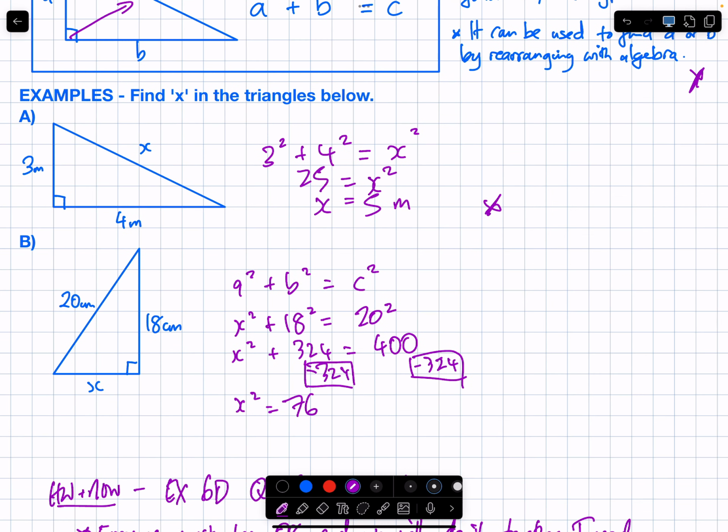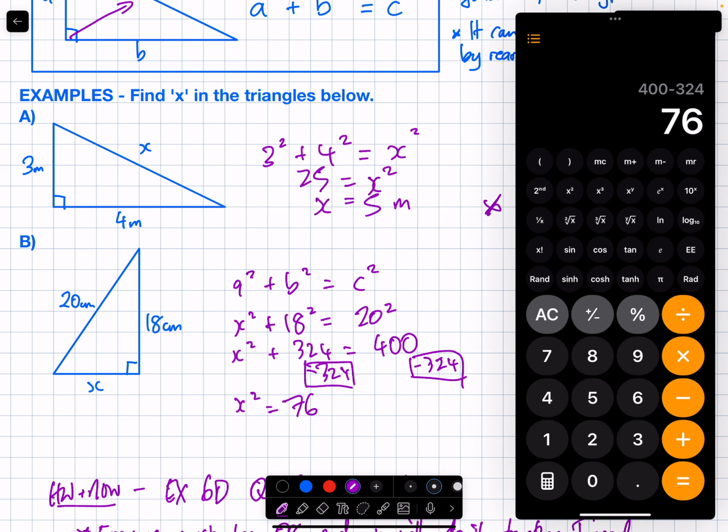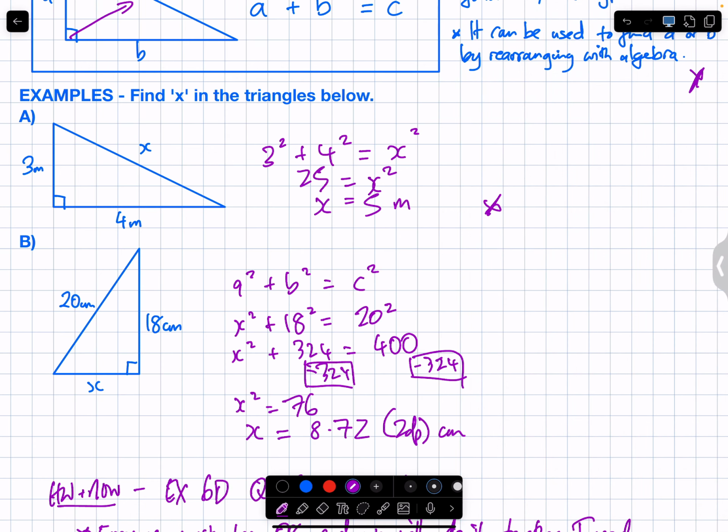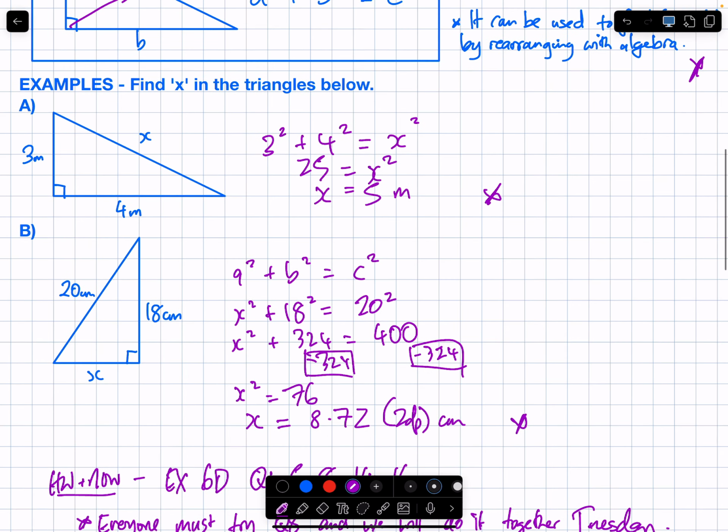Tell me again what the opposite of squaring something was. Square root. To find what x is, square root of 76. Not a nice number this time. X is 8.7. What's that going to round to 2 decimal points? 8.72 with brackets, 2 dp, and the units we were talking about is centimeters. That is the second example to show the sides. I'll stop recording.